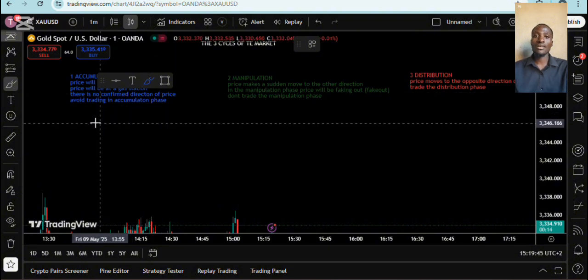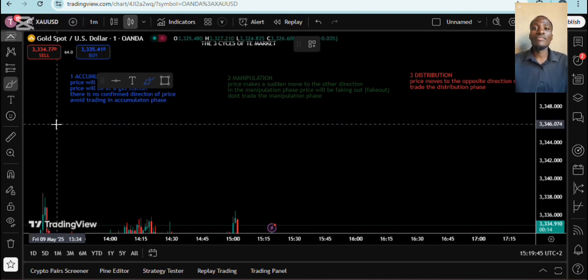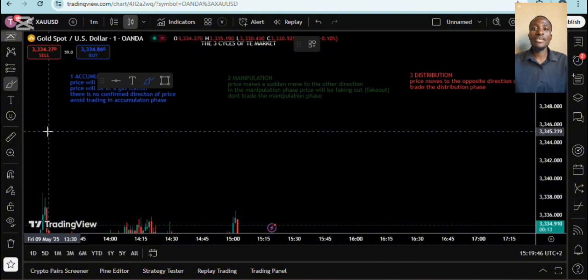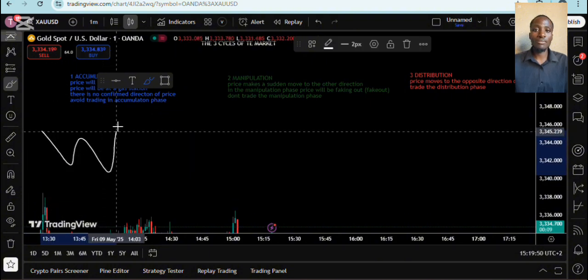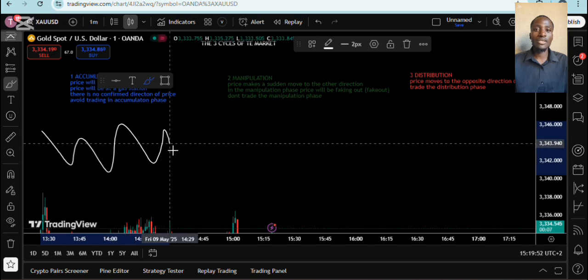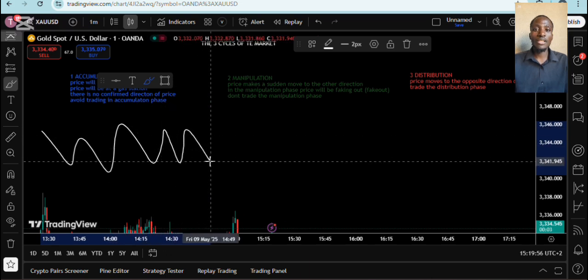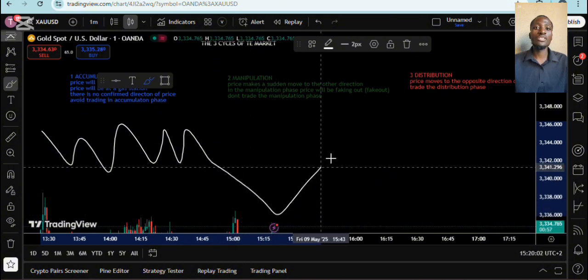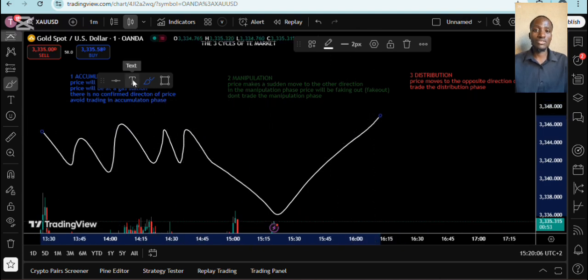So now let's go to the 3 sketch diagrams of the 3 cycles of the market. Starting with accumulation, it will be doing something like this: up, down, up, down. It will be ranging. Then manipulation, price makes a sudden move to the other direction. Then distribution, price makes a move opposite of manipulation.